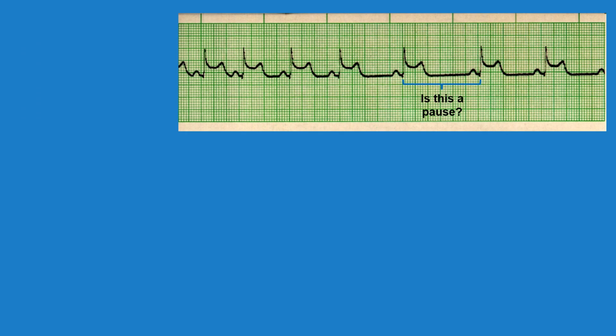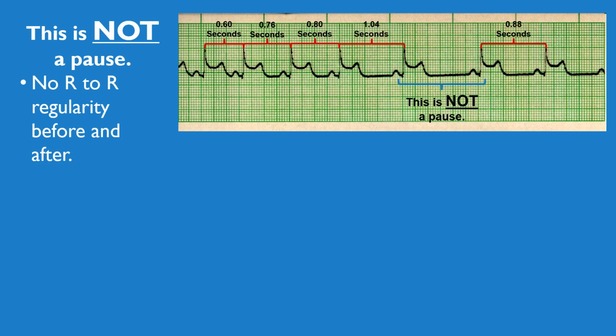Okay, so looking at this ECG, it appears like there might be a pause between this flashing bracket. To make that determination, we want to measure the R to R intervals before and after this gap. As we look at these intervals, it doesn't appear like there's any consistent intervaling. When we actually measure the intervals, there is no consistent R to R intervaling before or after this gap. So since there isn't consistent intervaling, this is not a pause. It's just a larger gap within a rhythm that is basically irregular.